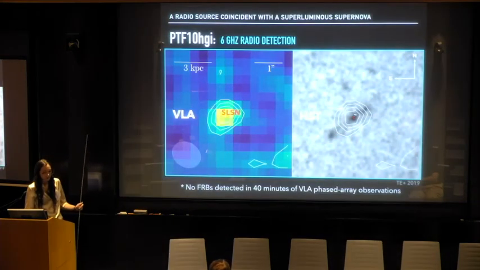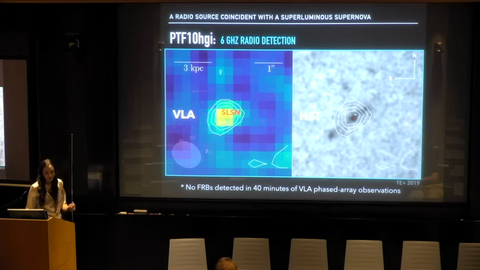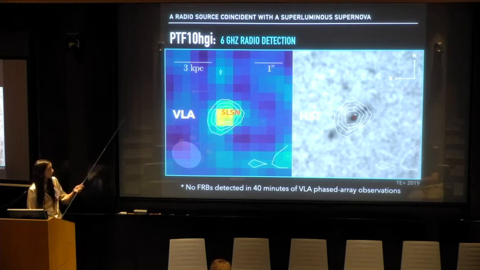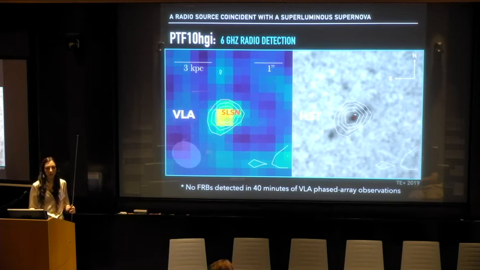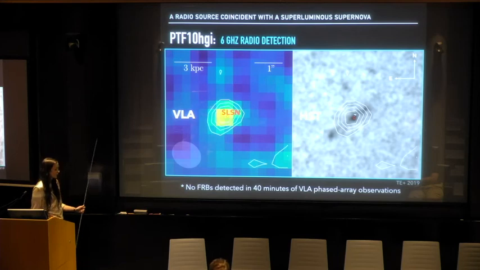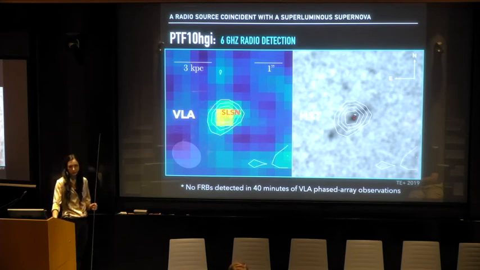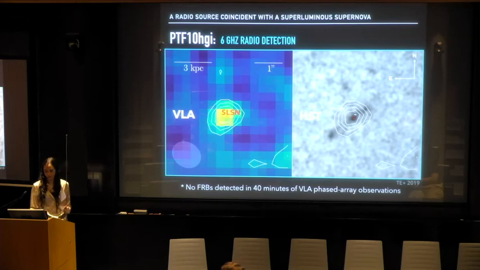And so I just want to briefly say a few things about one of the discoveries that came out of our survey. So this is the superluminous supernova PTF10hgi nearly 8 years post-explosion. And what we find is a persistent radio source coincident with the supernova position to within about 0.1 arcseconds. I should also point out that this source is not detected in our ALMA 100 gigahertz observation, nor do we detect any FRBs within about 40 minutes of phased VLA observations. Although we are in the process of analyzing about 15 hours of Arecibo observations.